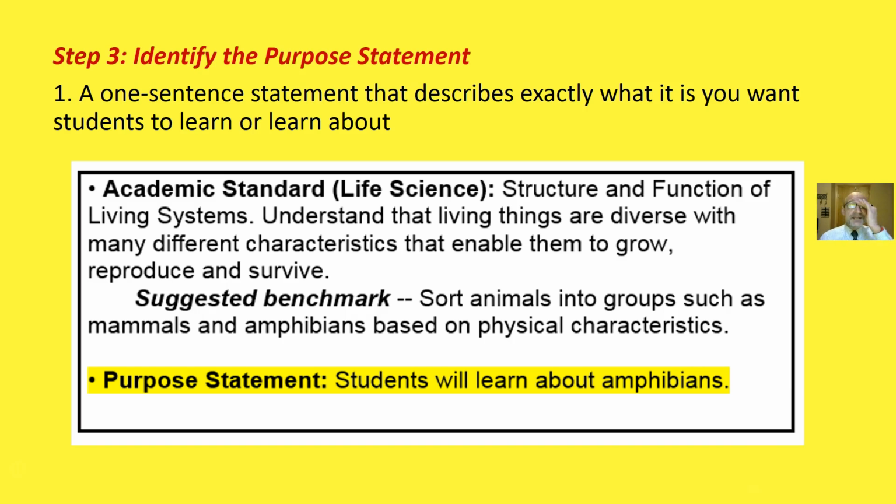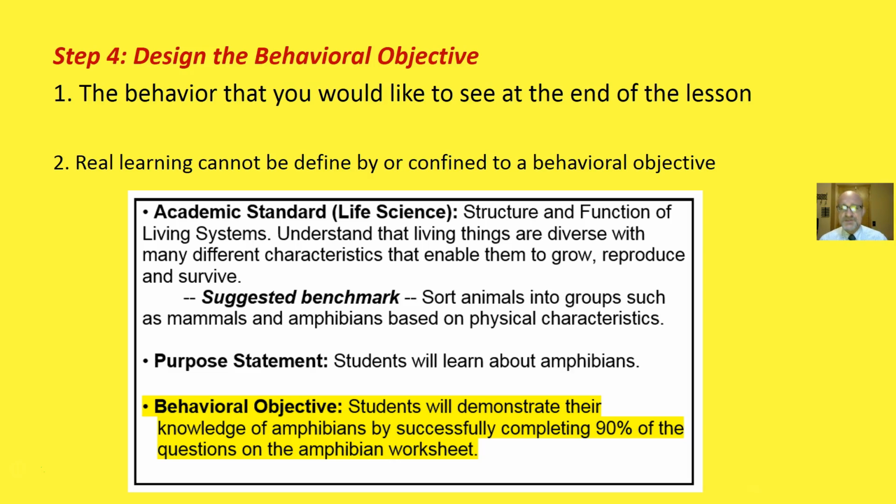Step 3, identify a purpose statement. This is a one-sentence statement that describes exactly what you want students to learn or learn about. Now, even though I have this defined, I may come back and tweak that a little bit. And again, it is a recursive process, not a linear process.